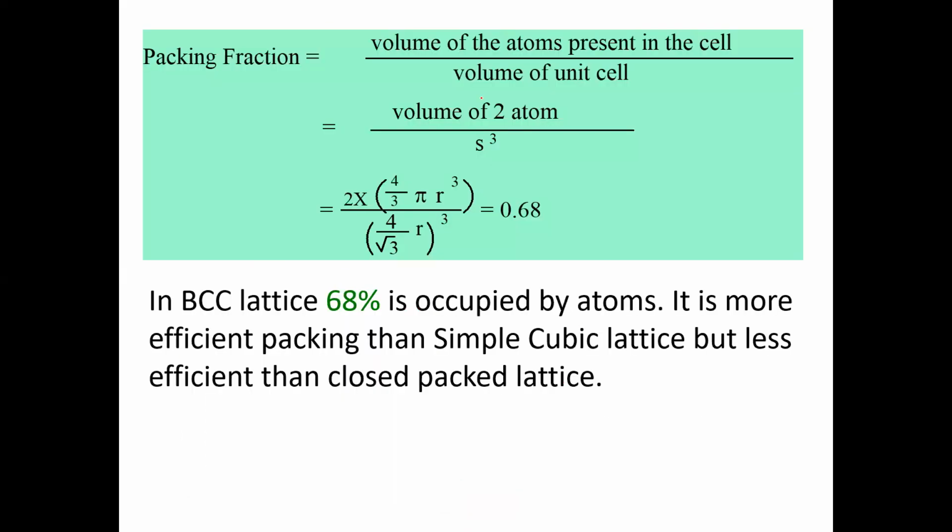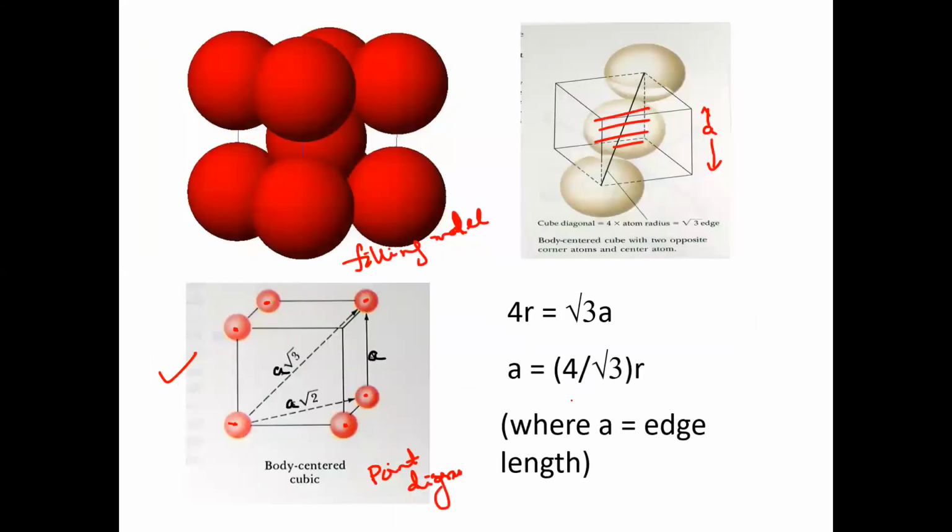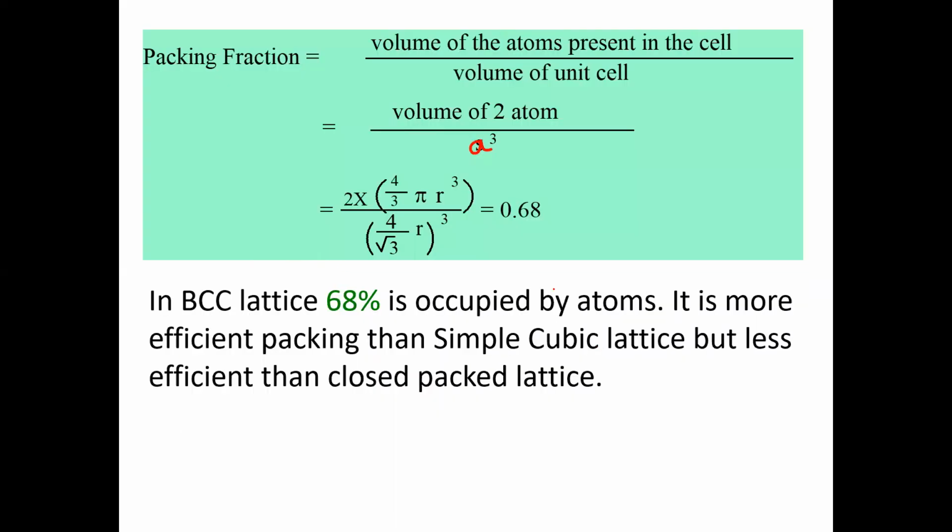And we applied this to the volume of 2 atoms, because packing fraction takes only volume, not mass. Only when you change it to mass does it become density. But the lower one remains the same. So volume of 2 atoms, 2 into 4 by 3 pi r cube, divided by a cube. And in place of a, we wrote 4 by root 3 r, whole cube. And that gives you 68%.